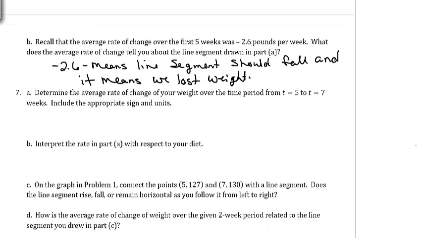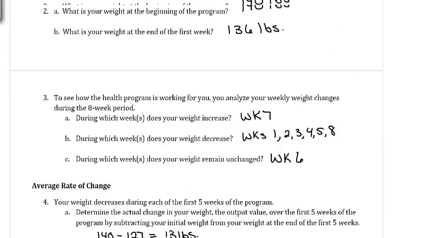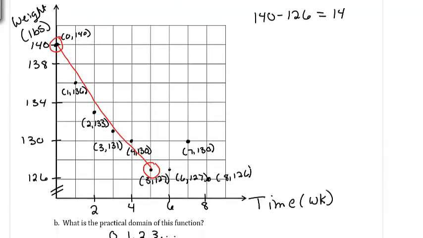Determine the average rate of change of your weight over the time period t equals 5 to 7. I'm just going to write those data points down so I don't have to keep scrolling back and forth. At the end of weeks 5 and 7, our weight was 127 and 130.